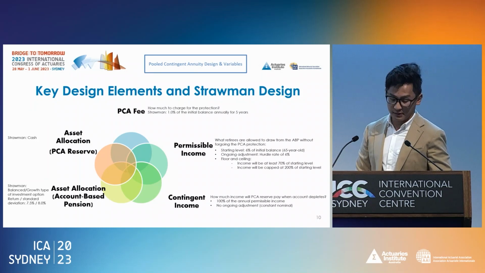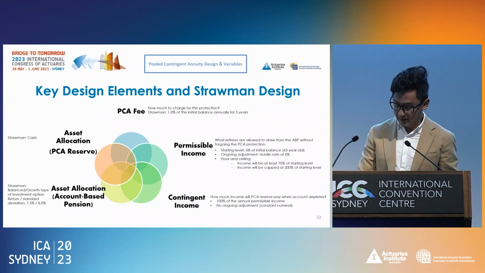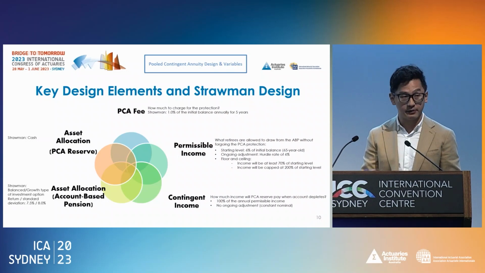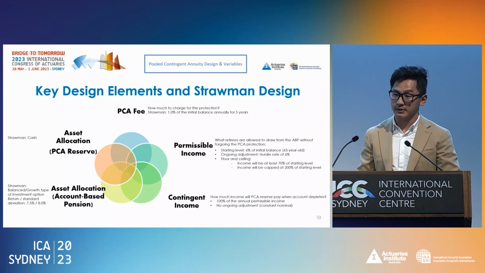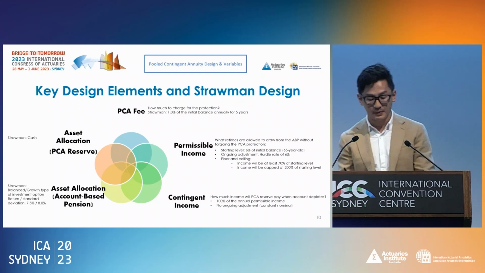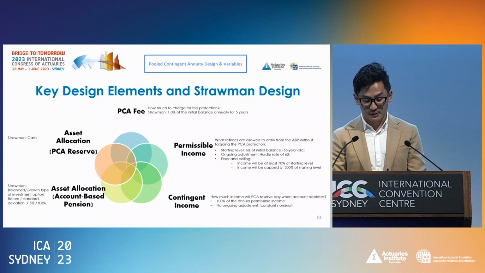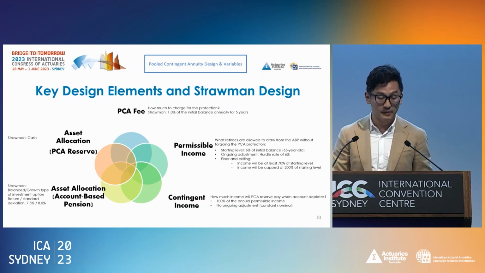And lastly, the PCA fee. Considering all the design elements we cover, the PCA fee represents the amount we charge to provide that protection. We haven't actually developed any analytical solution or sophisticated pricing model to price this, given the complexity and the interaction between investment and mortality risk. Instead, for our strawman design, we adopted a simple trial and error approach. So for now, I'll just state that we expect the PCA fee to be charged annually for the first 5 years, with the annual charge equal to 1% of the starting balance.